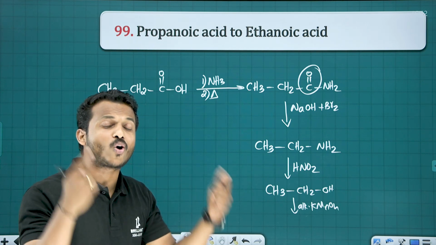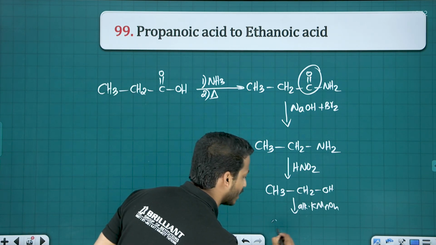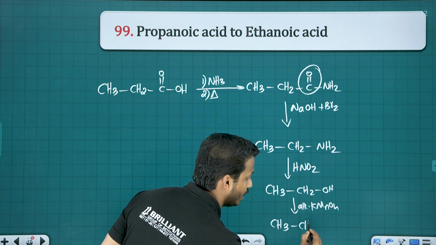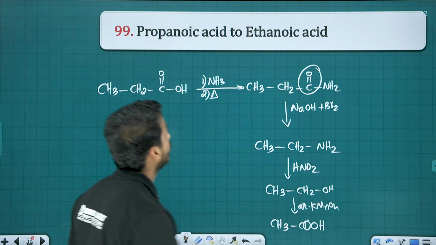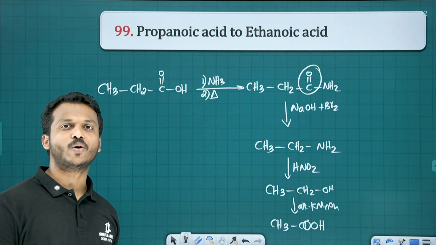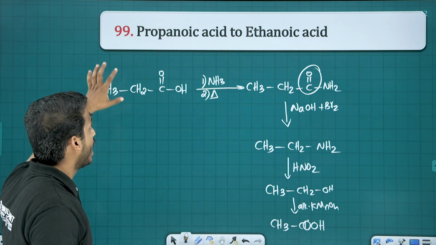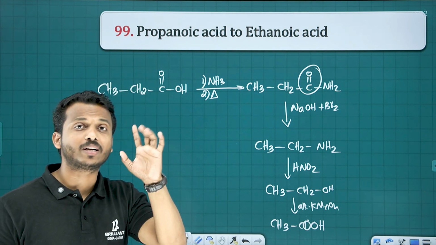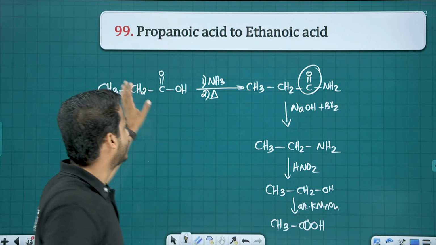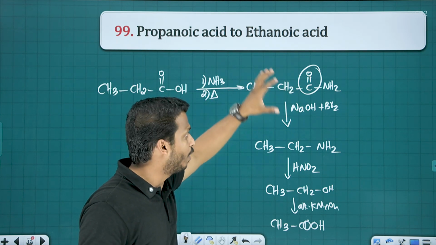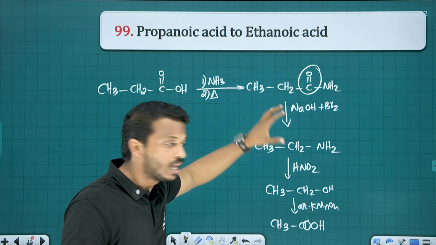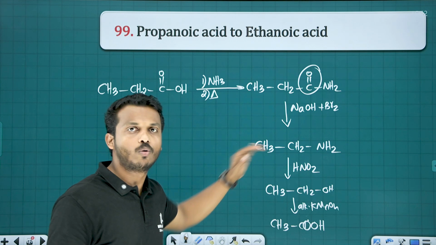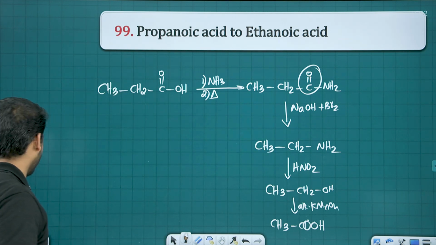Alcohol on strong oxidation gives you carboxylic acid, right? You will get CH3COOH, that is ethanoic acid. So what is the procedure? As one carbon, if you want to reduce, that means Hoffman, but the starting is an amide. So the acid we converted into amide, then we do Hoffman, then we got amine. That amine we converted to that acid by the procedure.